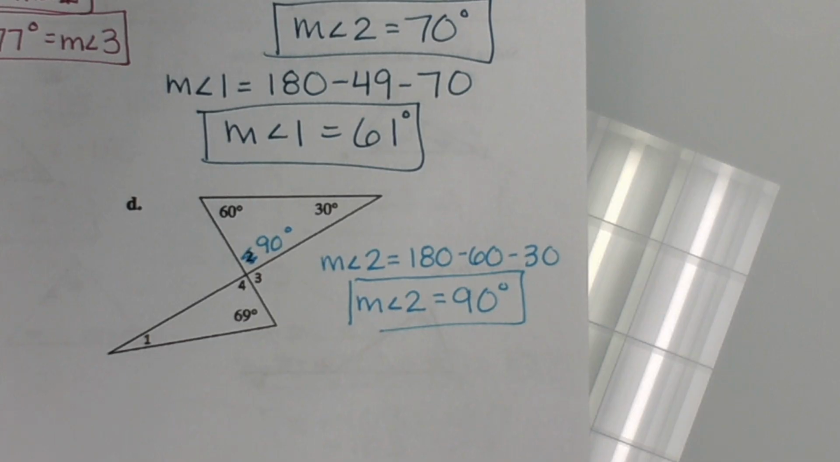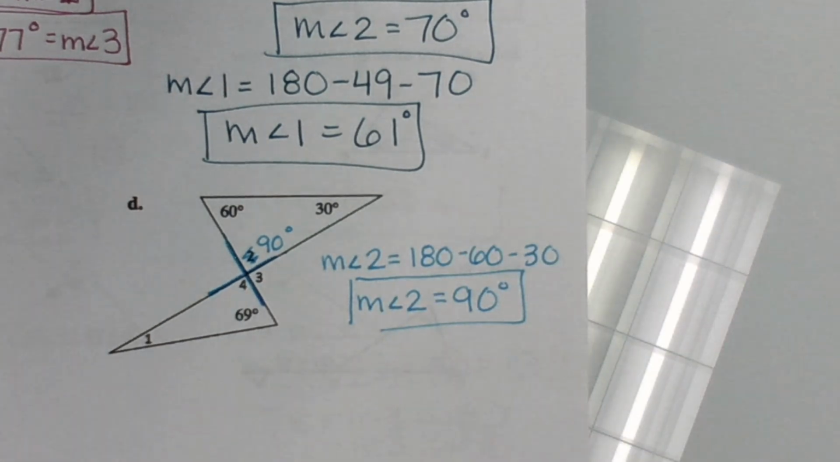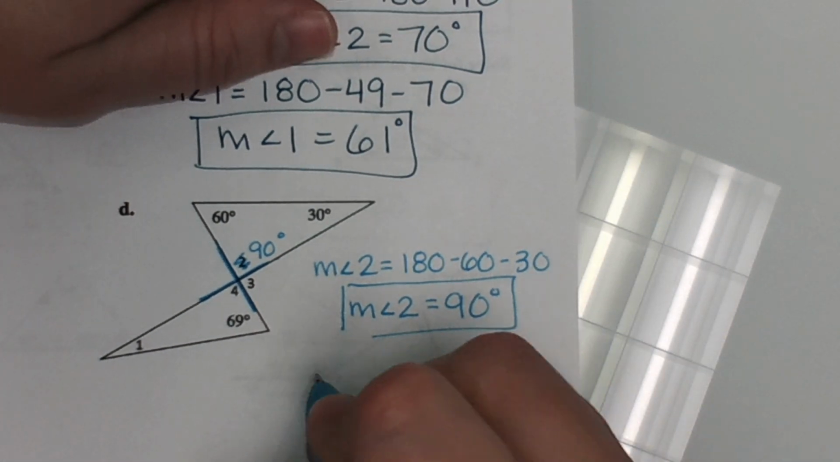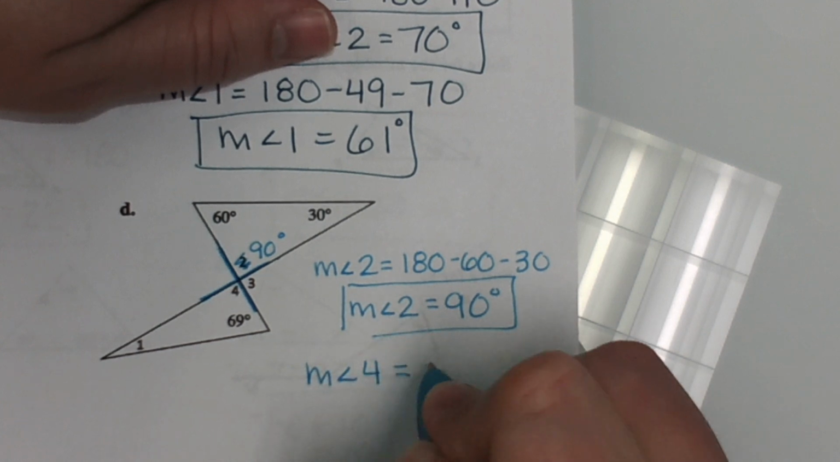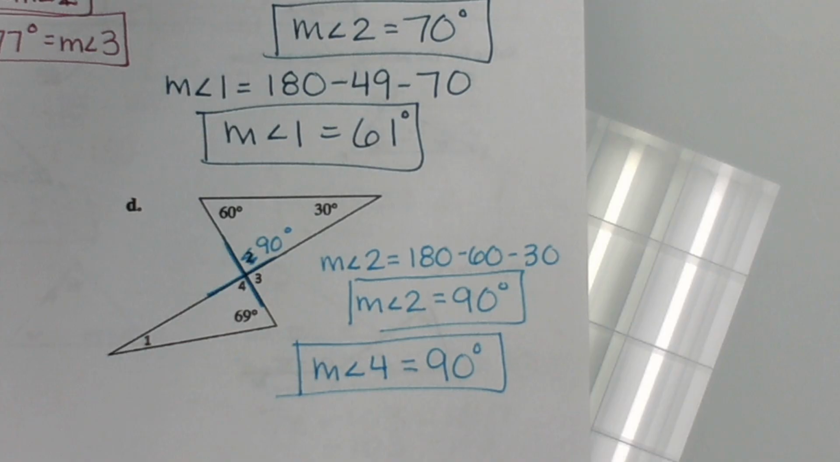Do you notice that there's an X right there? And that 4 is across the X from angle 2. Those are vertical angles, and vertical angles are the same. So what's that make the measure of angle 4? 90. It's a real quick calculate. I don't even have to calculate anything. It just is.